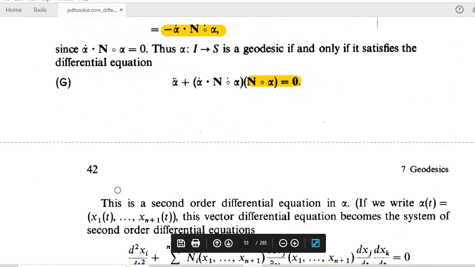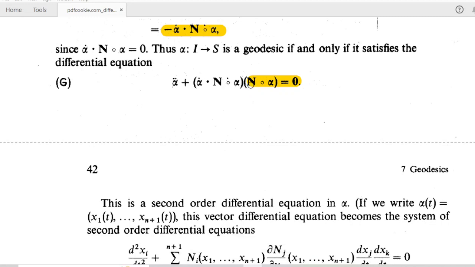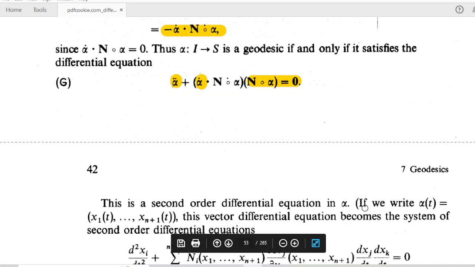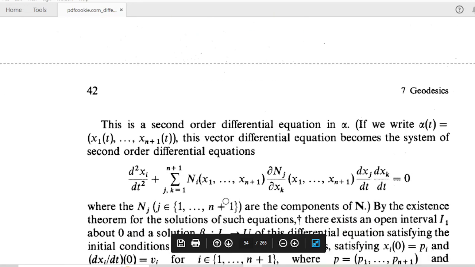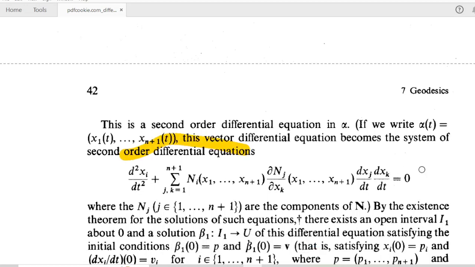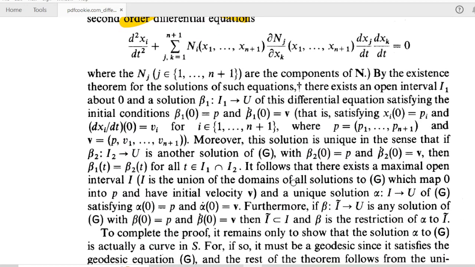Now here we know alpha double dot plus alpha dot. If we look at it more broadly, this is a second order differential equation, with first derivative and second derivative. This is a second order differential equation in alpha, where alpha of t equals x1 of t, x2 of t, ..., x(n+1) of t. This vector differential equation becomes a system of second order differential equations. So more precisely, it is a second order differential equation.